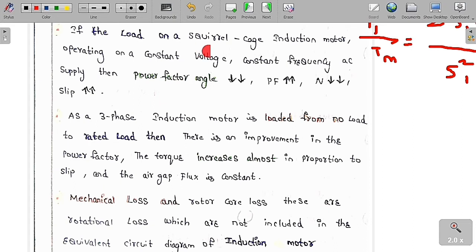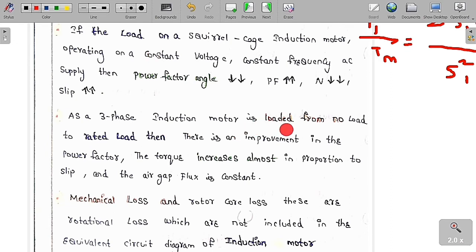So whenever the load on a squirrel cage induction motor increases, definitely we can say the speed decreases, so slip increases. So if the load on a squirrel cage induction motor operating on a constant voltage, constant frequency is supplied, then power factor angle decreases, power factor increases, speed decreases, and the slip increases. Whenever you increase the load, the rotor speed decreases and slip increases.